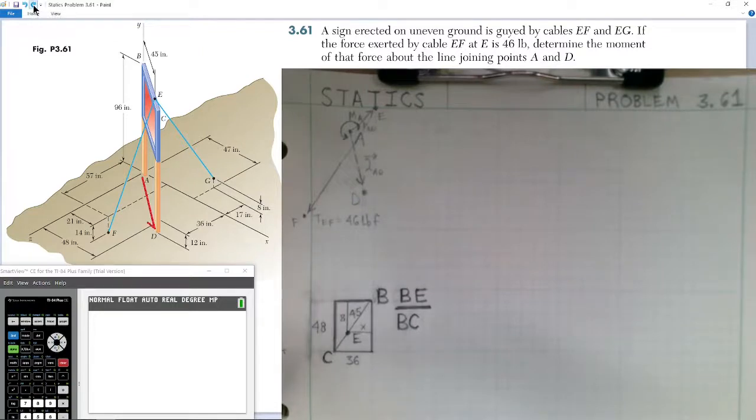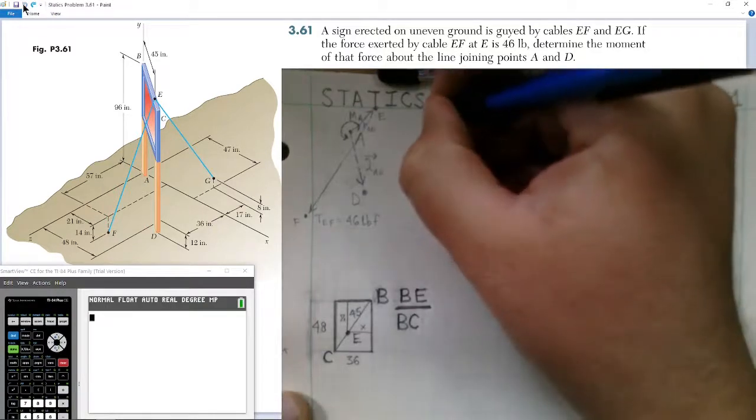We have our vector going from A to D. We'll have to find the unit vector for that. We have a position vector going from A to E. And we're going to find the tension going from E to F. So remove this for now and bring them back up as we find them, each one.